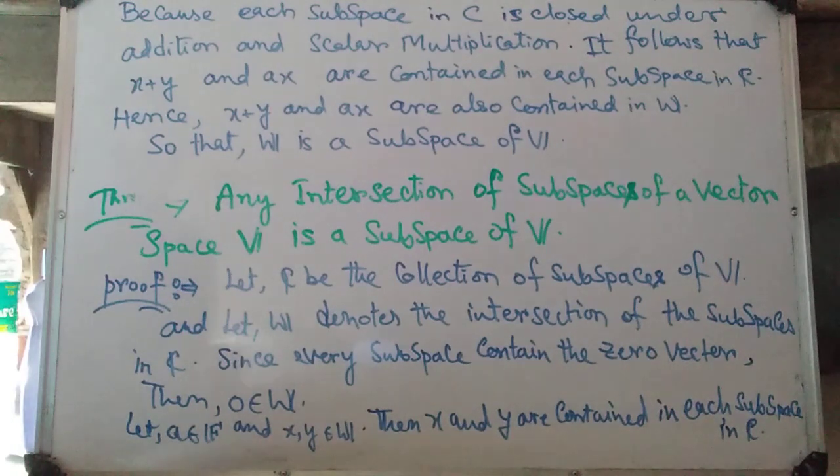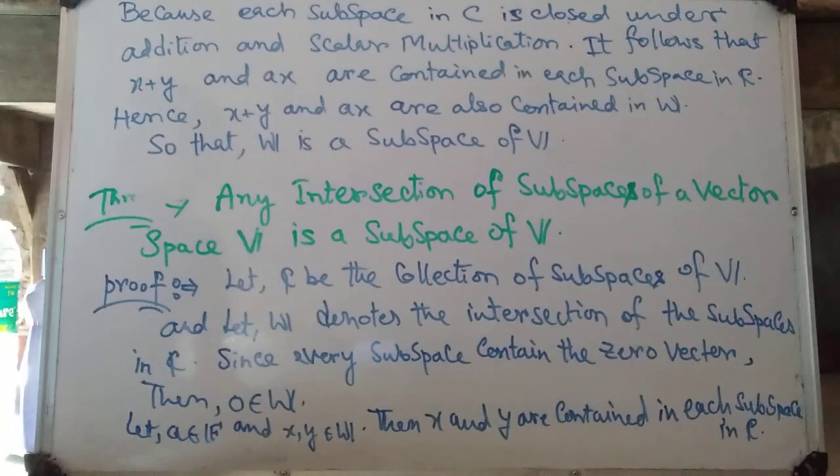Not a problem at all. So we have also done this: any intersection of subspaces of a vector space V is a subspace of V. Let C be a collection of subspaces of V, and W denotes the intersection of subspaces in C. Since every subspace contains the 0 vector, 0 belongs to W. If x, y belong to W, then x and y are contained in each subspace in C. Because each subspace in C is closed under addition and scalar multiplication, it follows that x plus y and ax are contained in each subspace in C. Hence x plus y and ax are also contained in W, so that W is a subspace of V.